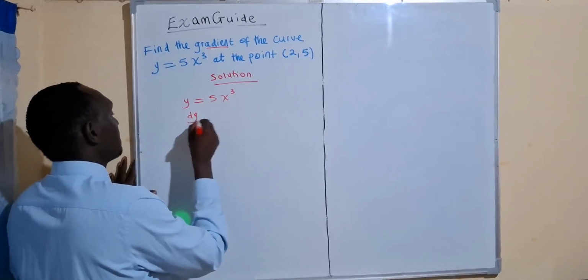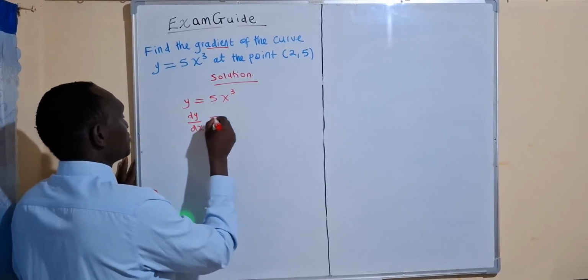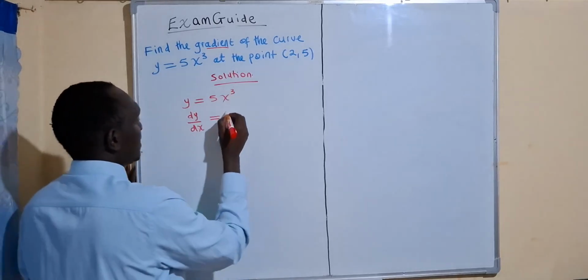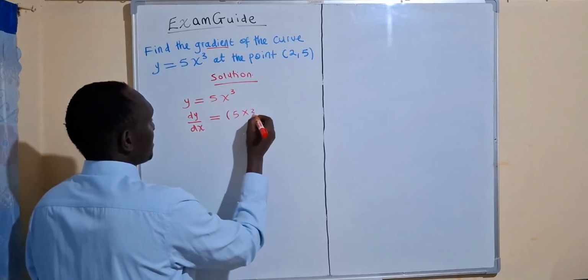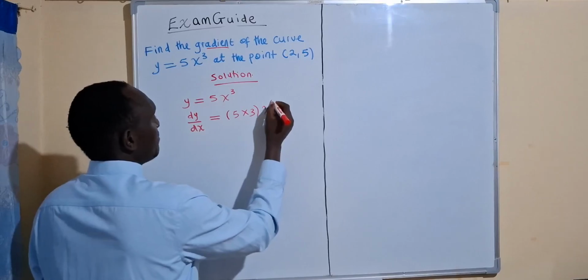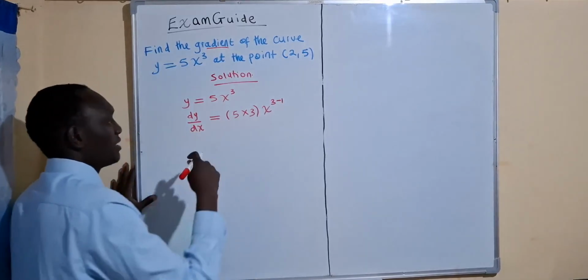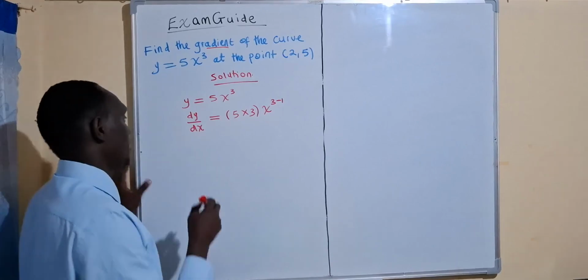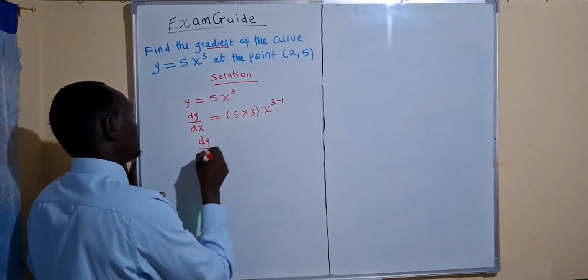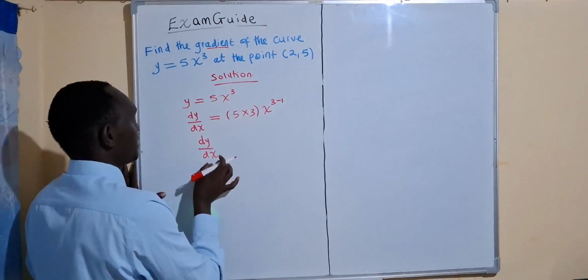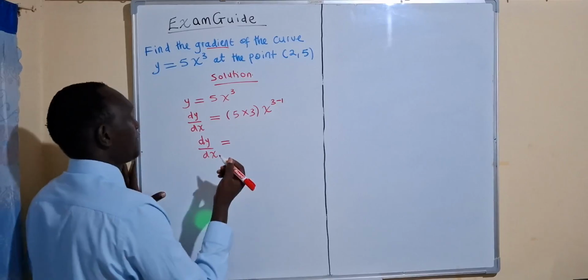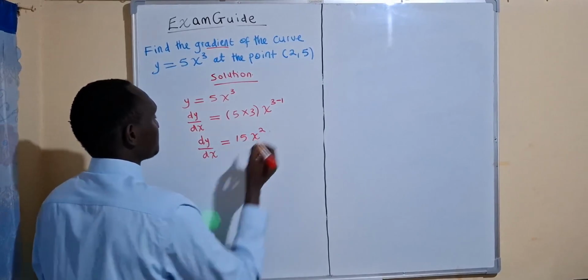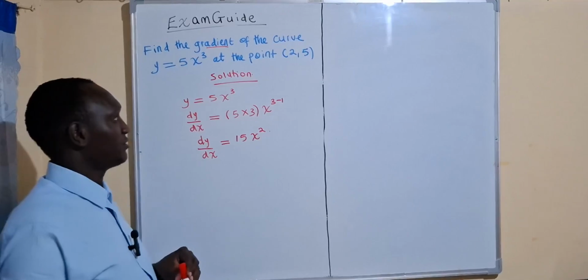dy/dx equals, if you are differentiating 5x cubed, first of all we need to lower the power. That means 5 times 3, and then x to the power 3 minus 1. So we lower the power, and then to get the new power, we subtract 1 from the old power. Here we shall have dy/dx, this one is an operator, equals 15x squared. This is the gradient function of the curve.